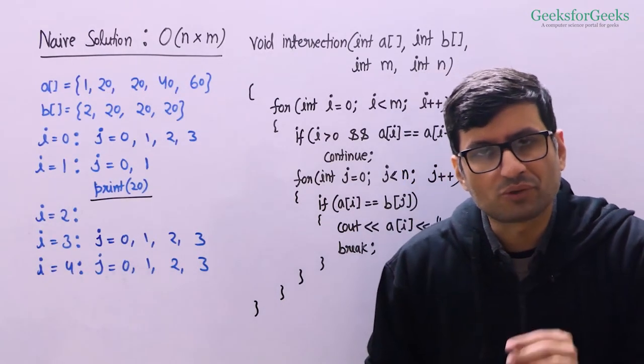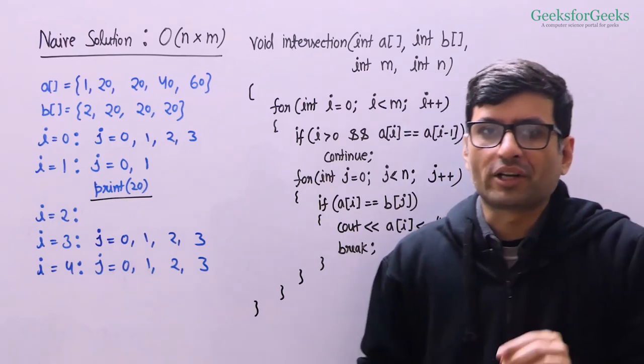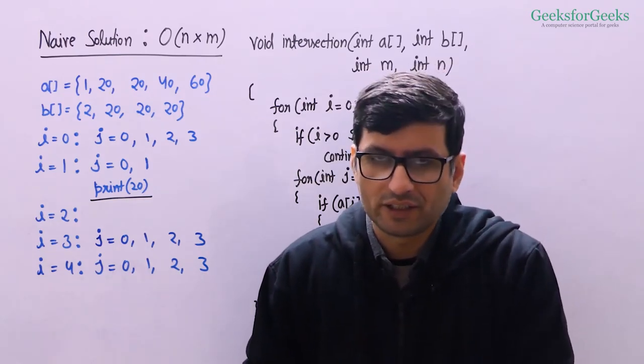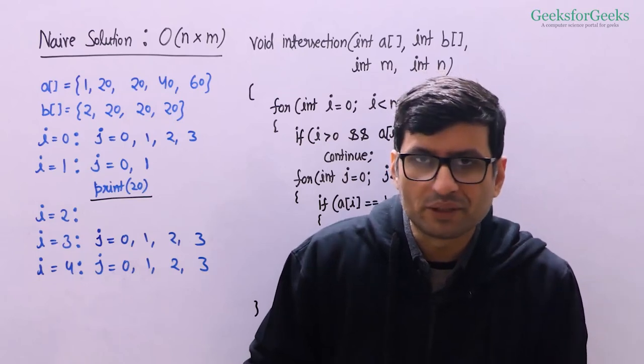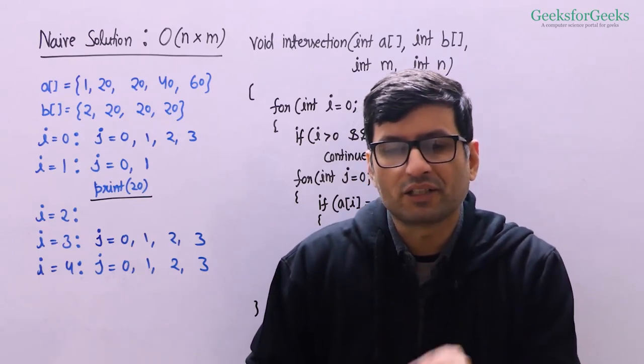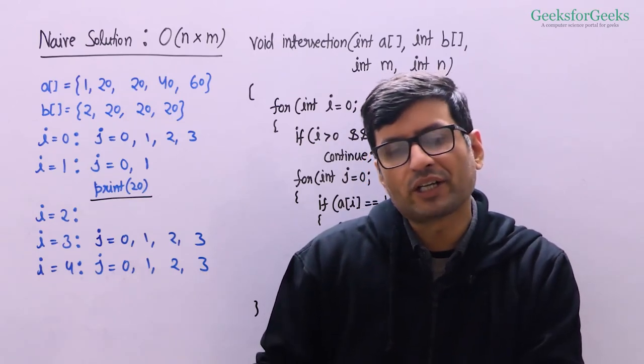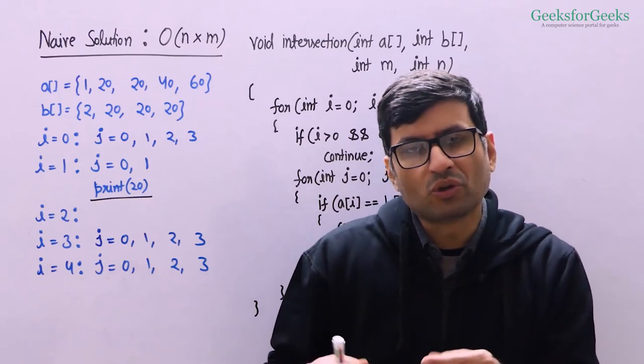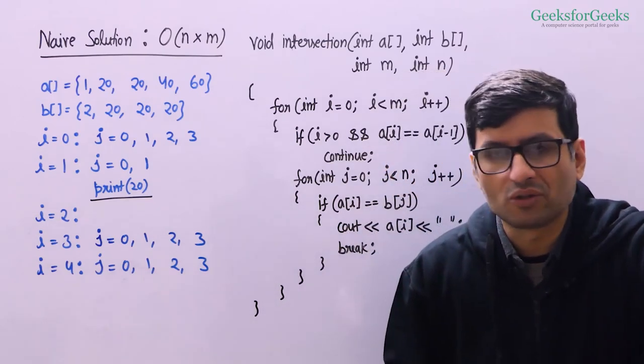The idea of this naive solution is super simple. We traverse through every element of array A. We look for it in array B. If we find it in array B, then we print that common element and we continue for the next elements. The only thing left here is how do we handle duplicates.